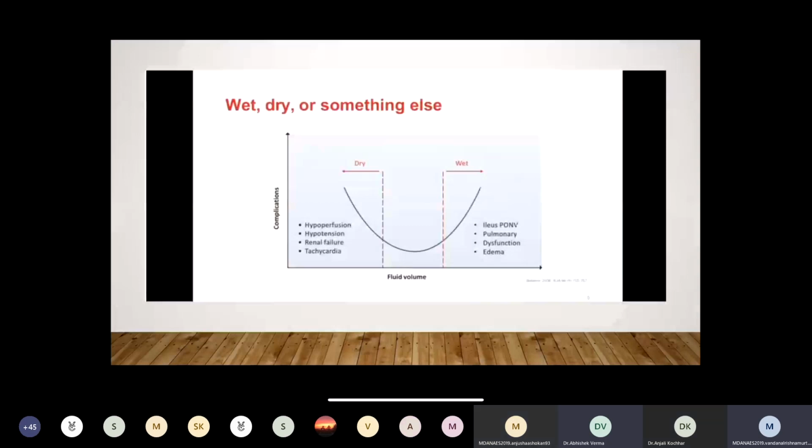Tell me, why do we want to keep the patient in the center of this graph? What will happen if we overload the patient or we underload the patient? Sir, if we overload or underload the patient, then we won't... You can see the graph and tell us. These are two different situations. Underload is one situation, overload is the second situation. Please explain both.